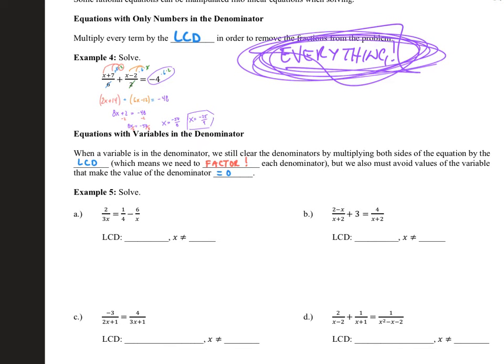When a variable's in the denominator, we still clear those denominators by multiplying both sides of the equation by that LCD. Okay, so that's something I didn't do in the last one. I didn't use the LCD. I just used all the denominators. So I could have made the problem a little bit simpler, a little bit smaller by using the LCD.